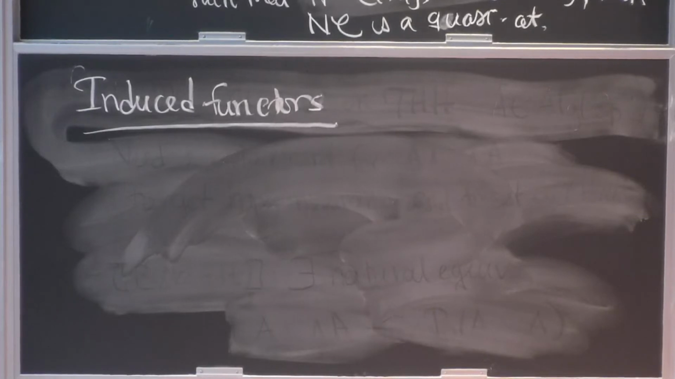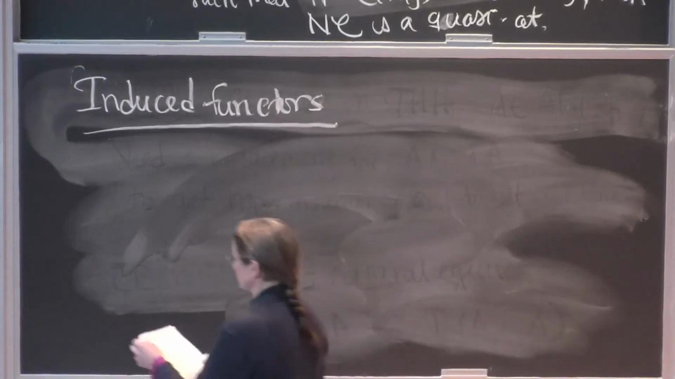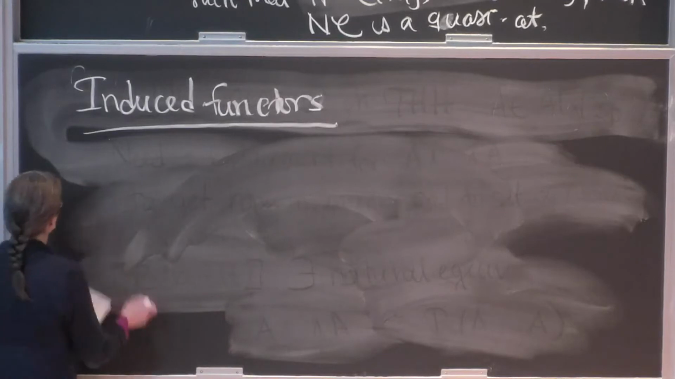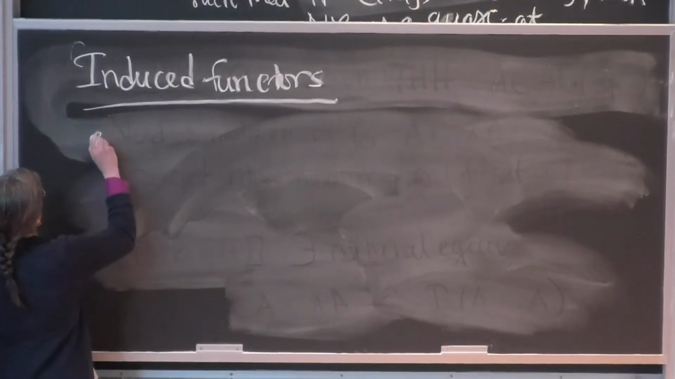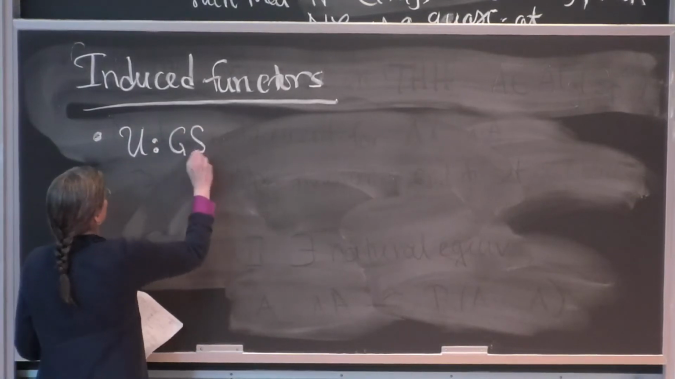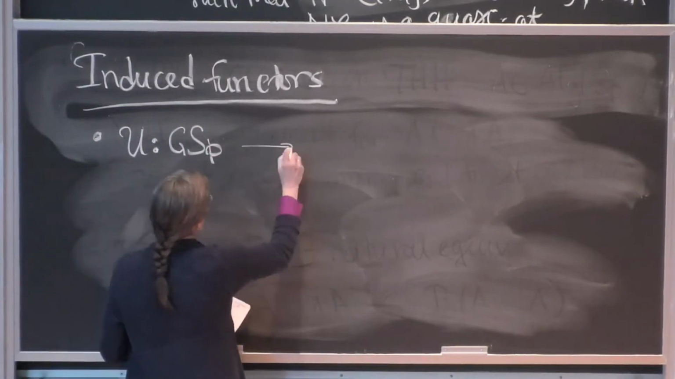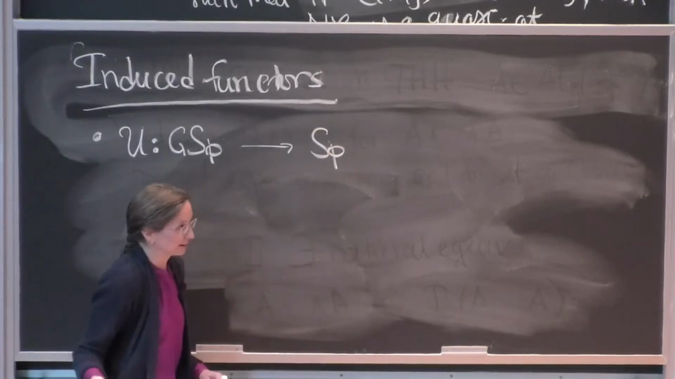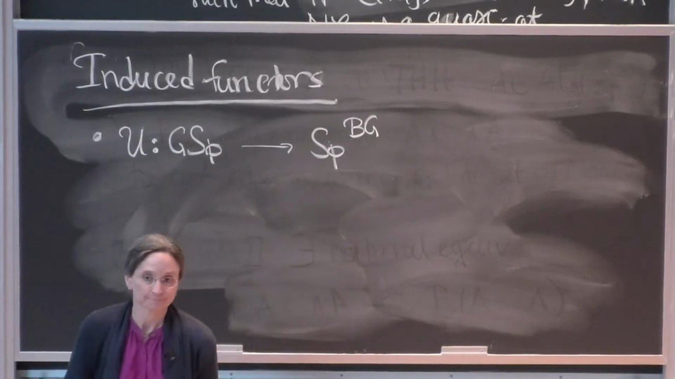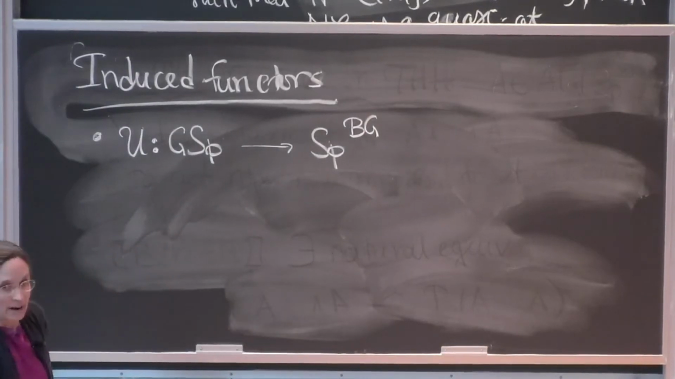OK. So induced functors, what do we have? There's a functor that I'm going to call U because it's a forgetful functor, from GSP to, I take the category SP that I defined there, and I look at G-objects in SP. OK? How are they different?